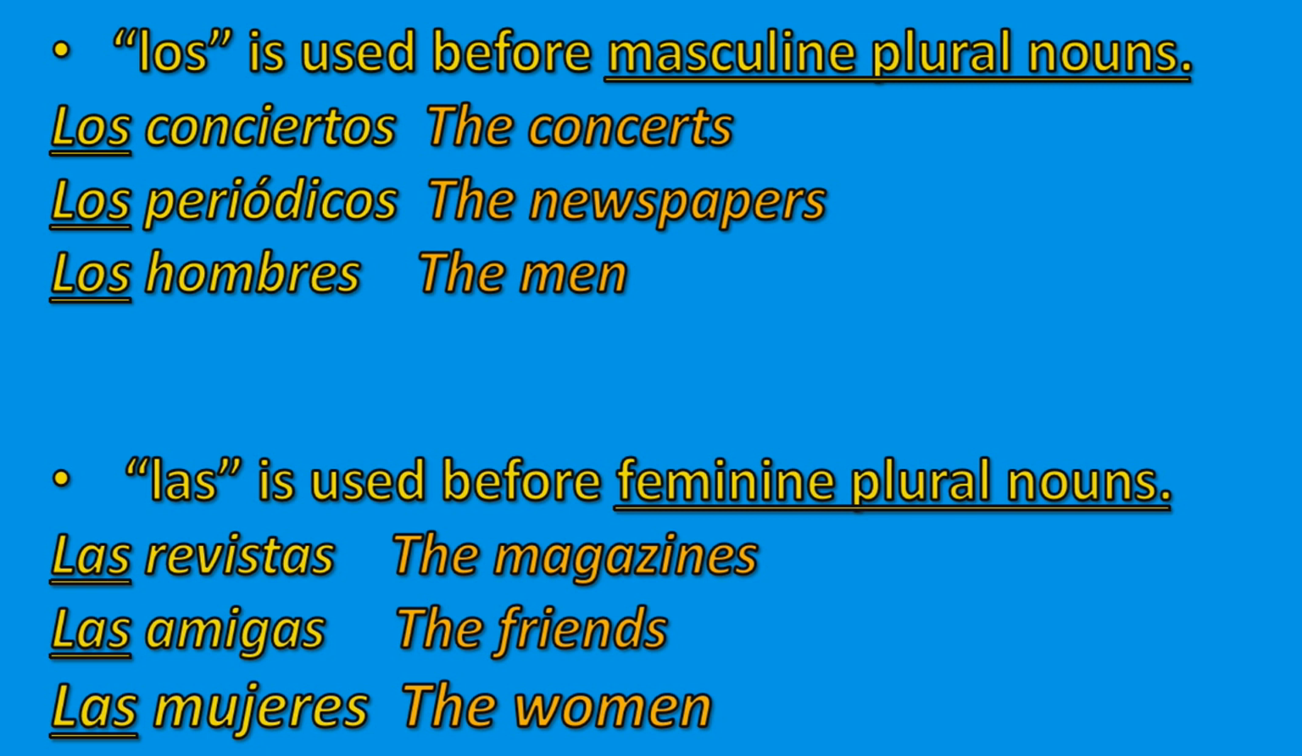I also have las amigas, the friends, las amigas, it happens exactly the same, and las mujeres, the women, las mujeres. Remember that here, with the word mujer, I add es at the end of the word. We already learned this in previous lessons. Because mujer ends in a consonant, so I add es at the end of the word to make it plural. But in this case, it's feminine, so that's why I use in the plural las mujeres, the women, las mujeres.